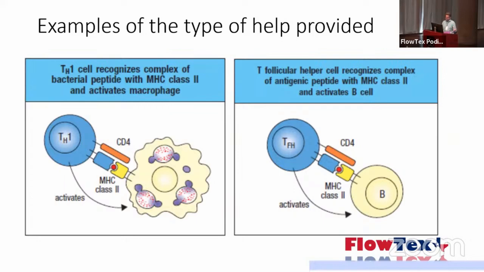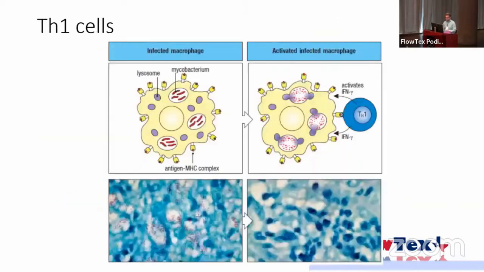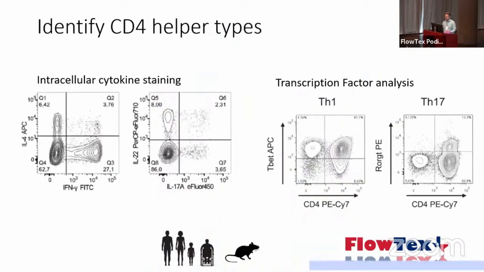Th1 cells, again, will activate things like macrophages, cause them to lyse those things that they've eaten. Something like a T follicular helper cell I literally just described. These are ones that are going to activate B cells in the follicle. And so this is just showing here in red on the left, we have a number of red bacteria. And in the right plot, we can see after those T cells have been activated, those bacteria all are lysed in that macrophage population.